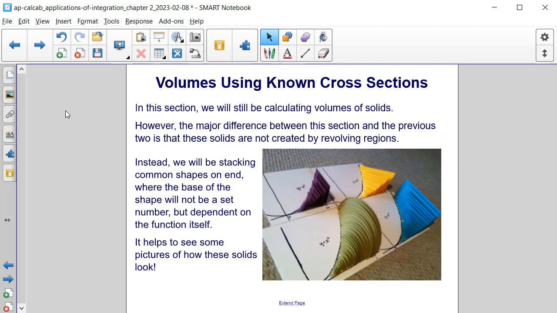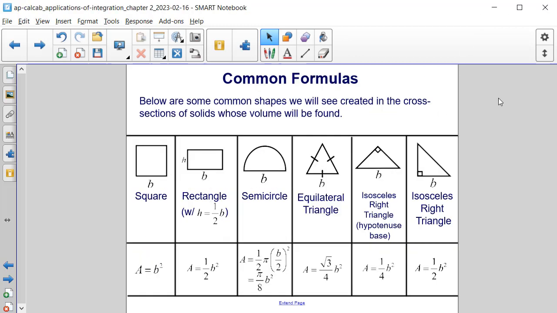It helps to see some pictures of how these solids look. So here we have one version where we have semicircles, another version where we have squares, another one where we have triangles, and another one with multiple rectangles. Below are some common shapes that we will see created in the cross-sections of solids whose volume will be found.